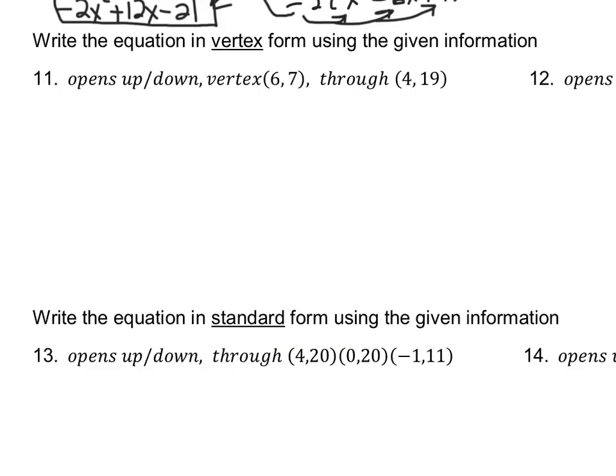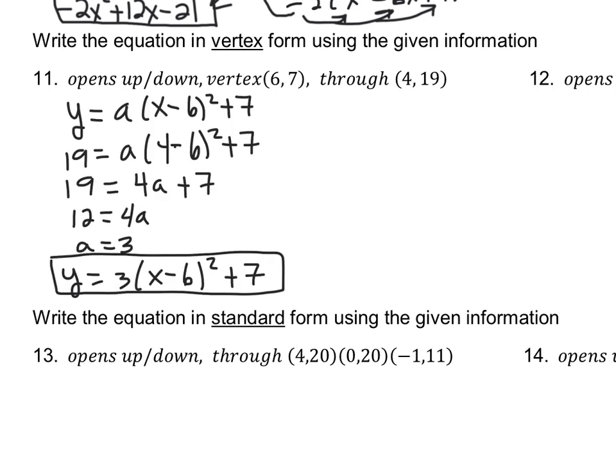All right, for the next kind of problem, we're going to write the equation in vertex form again, using the given information. This time we're just going to do the vertex form. And it's basically the same thing we just did, except they give us the vertex and a point. So I'm just going to work this out. I'll walk you through it, and then we'll move on to the next thing. All right.